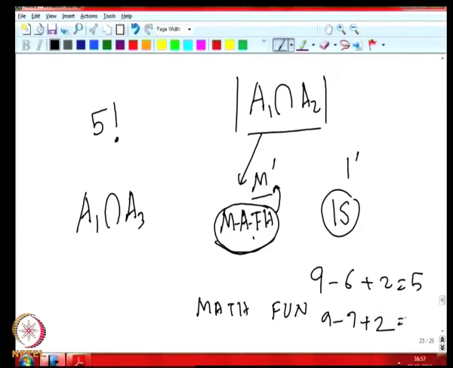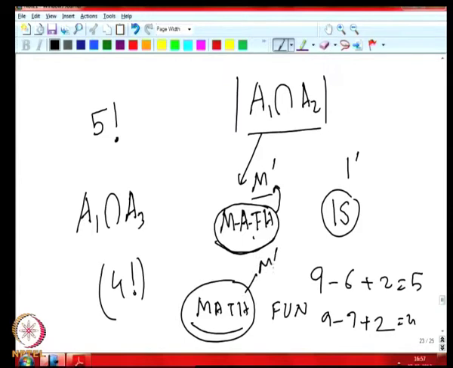That is 4 factorial ways we can do this, because we just replace these 4 letters with m dash, and then this one with, say, f dash. Now m dash, f dash and is, we have 4 factorial ways of permuting them. Now wherever we see m dash we can replace it with math, and wherever we see f dash we can replace it with fun, right.